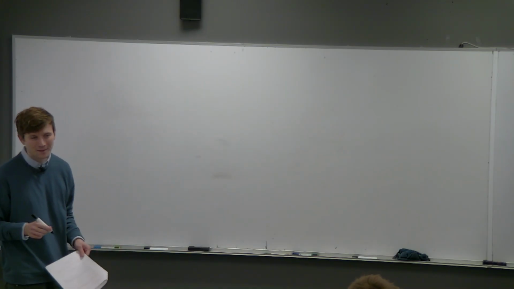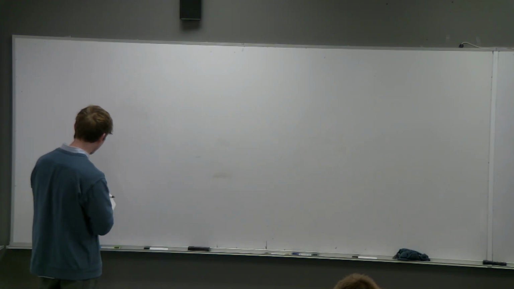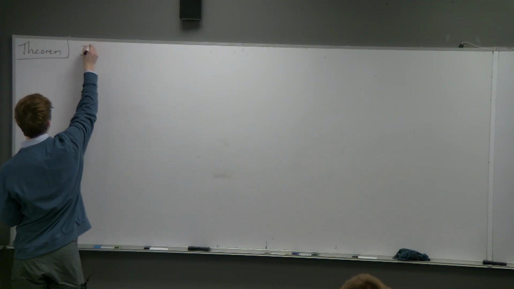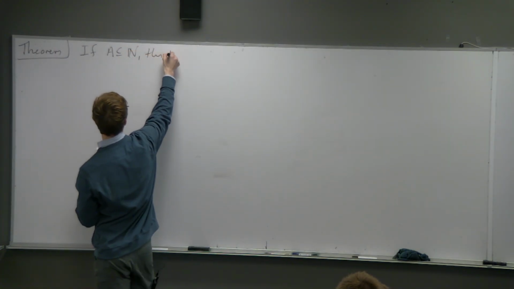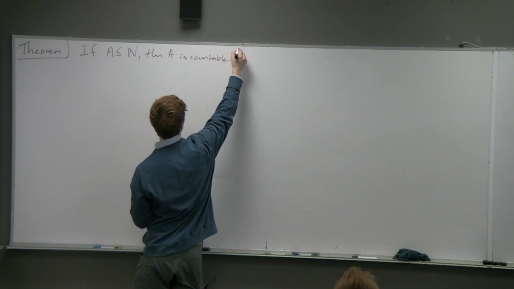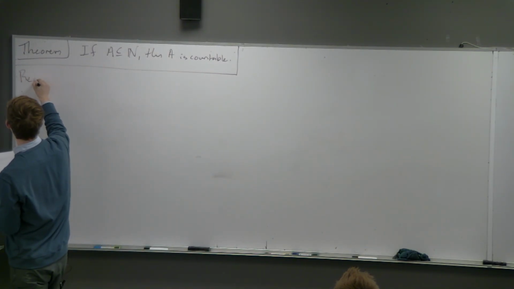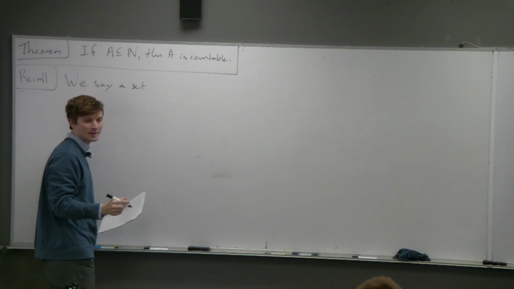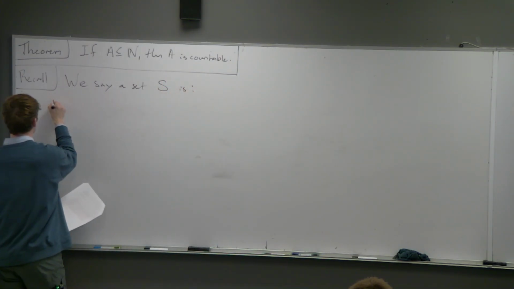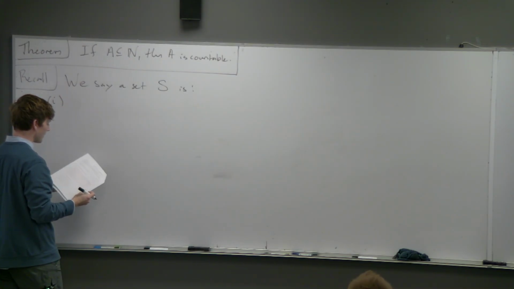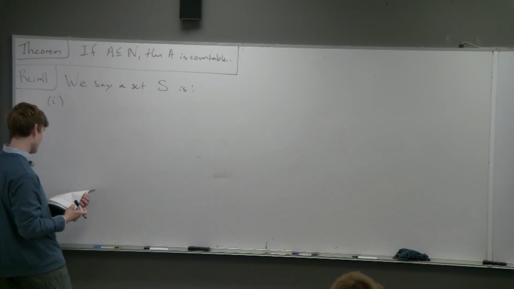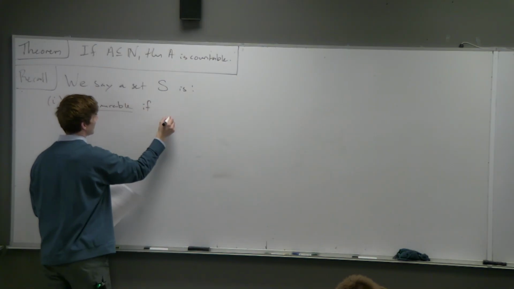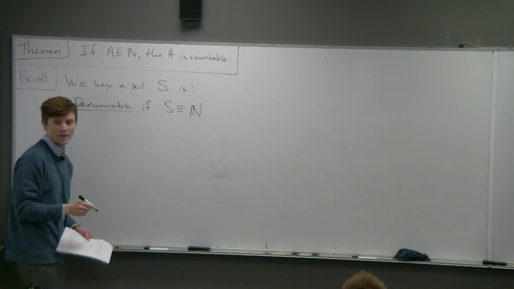Okay, so if you recall, last time we were talking a little bit about denumerable sets. We proved at the end of last time that if A is a subset of the naturals, then A is countable. Recall really quickly what this means. We say a set, let's call it S, is denumerable, definition 7.12 in your lecture notes, if S is equinumerous with the naturals.